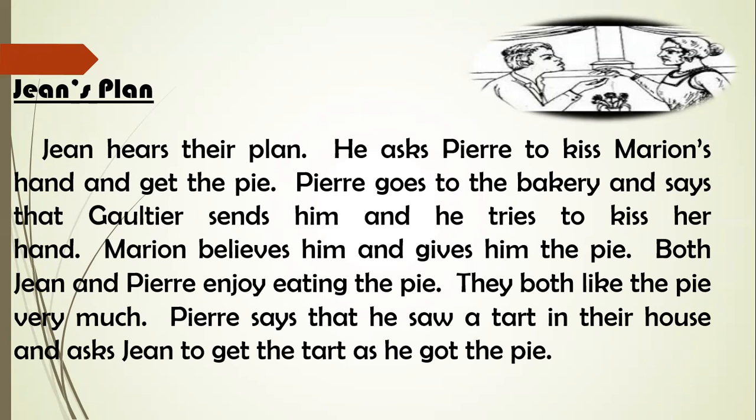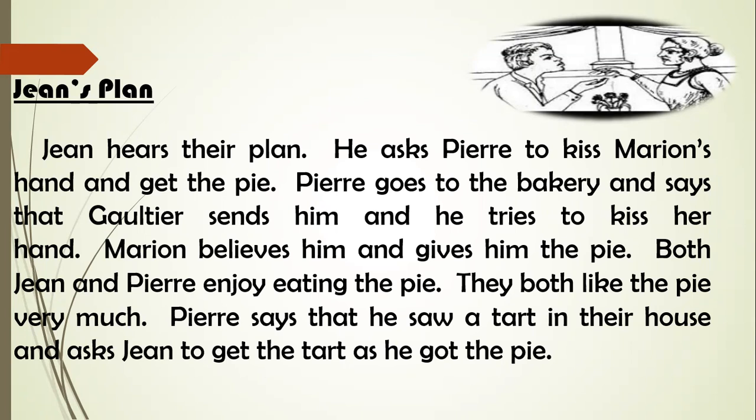So he explains everything, and then Perry goes to the bakery and says that Gaultier has sent him, and he tries to kiss her hand. Now Marion believes that this is the right messenger whom her husband has sent, and she gives him the pie. Then the pie goes to Jean and Perry, and they sit and enjoy eating. Their tummies are full now.